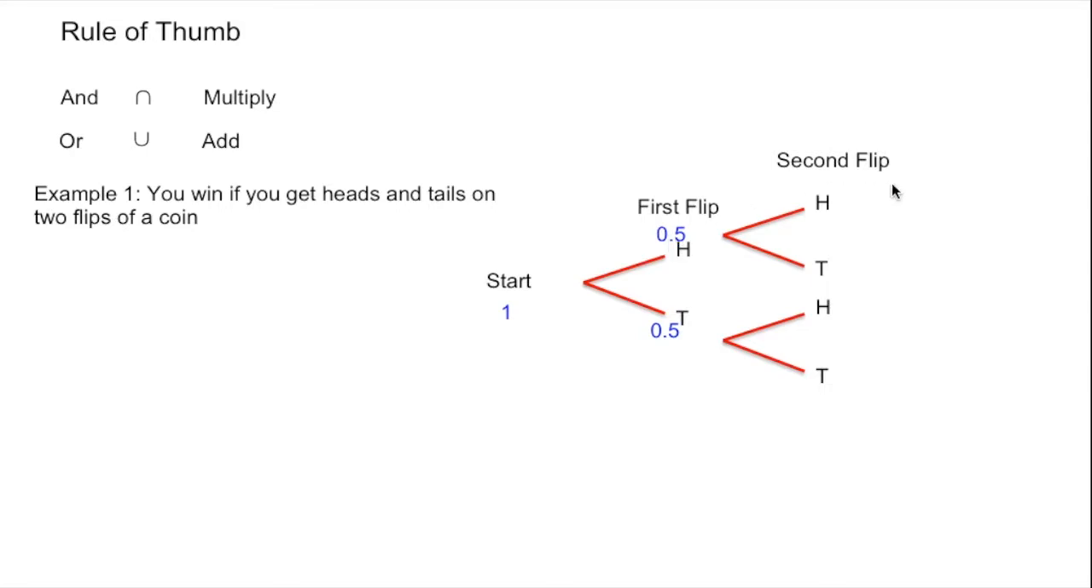Half of a half is a quarter, 0.25. So that half of a half thing, we're multiplying a half times a half to get a quarter. So you end up multiplying down the branches.